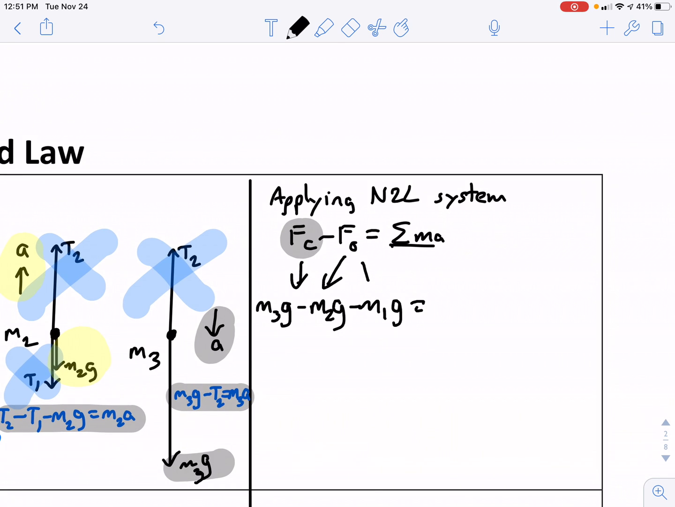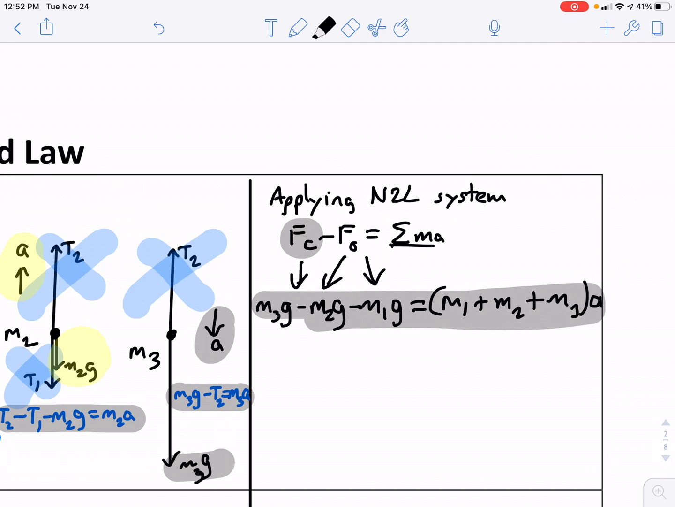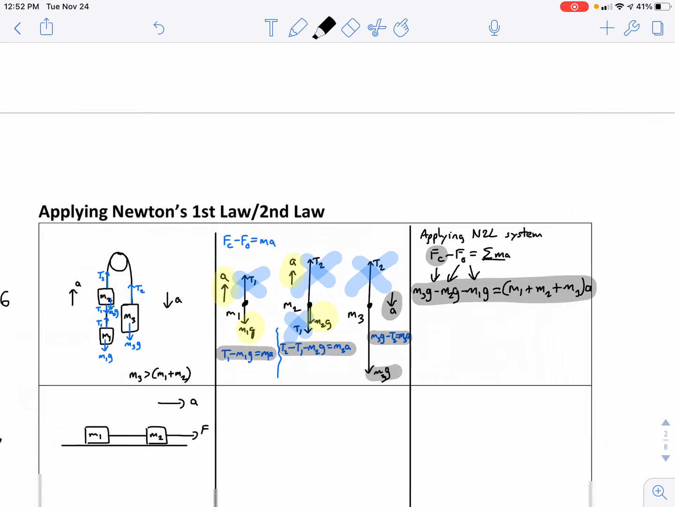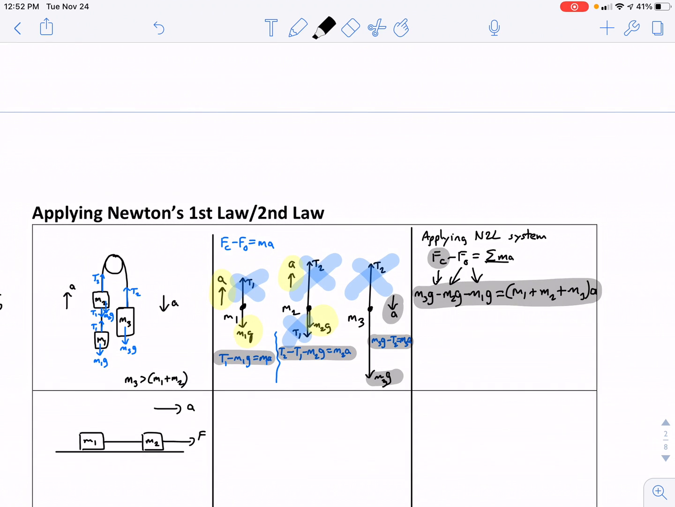Equals mass 1 plus mass 2 plus mass 3 times A. This is the equation that models the acceleration of a system of three masses connected and strung over a pulley.